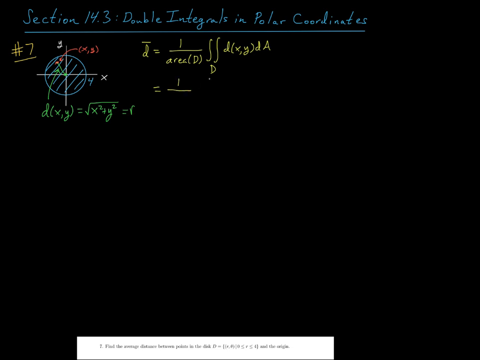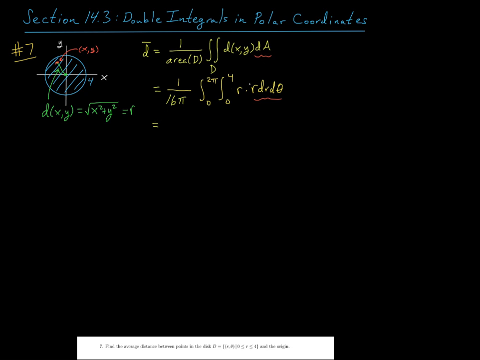and our bounds of integration would be 0 to 2 pi and 0 to 4. So we're going to have r, and then, careful there, dA is r dr d theta. So that's this portion. And then the area of the disk is going to be pi times 4 squared, so that'd be 16 pi.